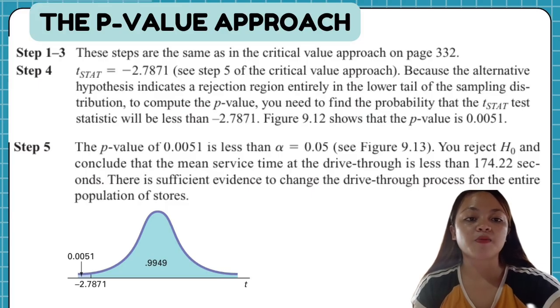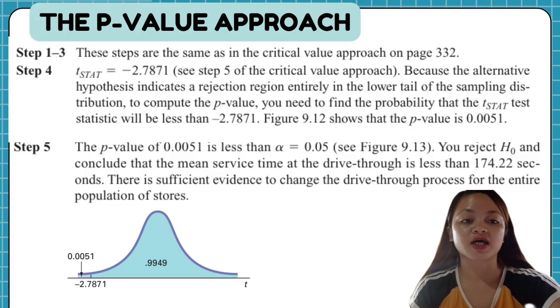Step 3. We collect sample data and compute the test statistic. In this case, a sample of 25 stores showed an average service time of 162.96 seconds with a standard deviation of 20.2 seconds. Using the t-test formula, the calculated test statistic is negative 2.7871. And the next is step 4. Now we find the p-value, which tells us the probability of getting a test result as extreme as this, assuming the null hypothesis is true. A p-value smaller than our chosen significance level indicates strong evidence against the null hypothesis. In this example, the p-value is 0.0051.